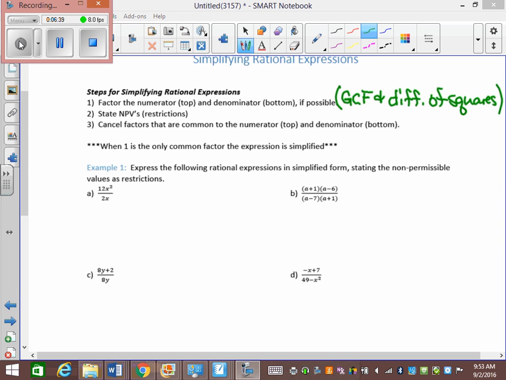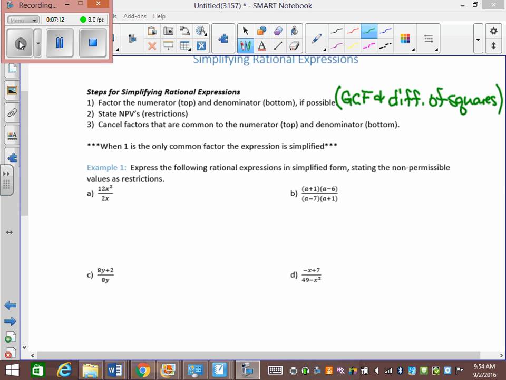You cannot state them after you cancel. So what kind of answer do you think will have a little comma as a distractor? NPVs stated after you cancel. Because if you state the NPVs after you cancel, you're wrong. You have to say NPVs before you cancel, always, because NPVs tell you what the variables can't be, because the denominator would be 0 if it was that value. And we can't have that.